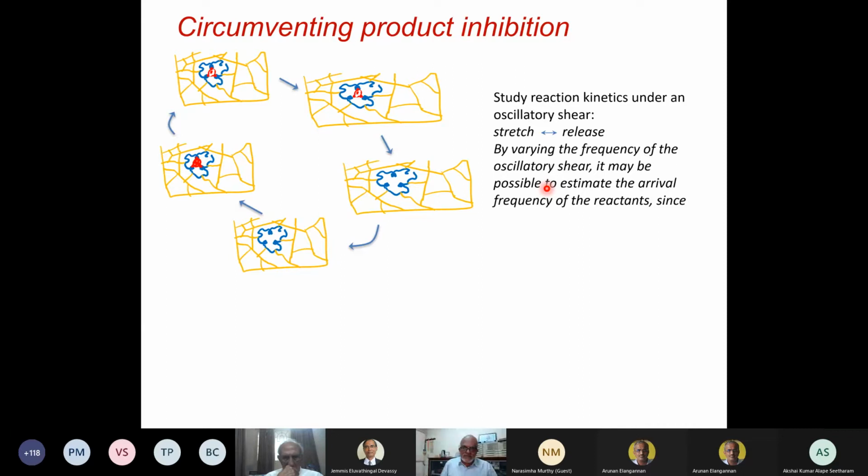And so the thought experiment is that as you change the oscillation frequency, you can actually map the arrival time of the substrates. In other words, the rate determining step in these cases many times is the arrival of the two reactants to the reactive site. So by varying the frequency of oscillation, and studying the rate of the chemical transformation as a function of the frequency of oscillation, one might be able to measure, using a mechanical transformation, some idea concerning the rate of these processes. Okay, so that's my last slide.